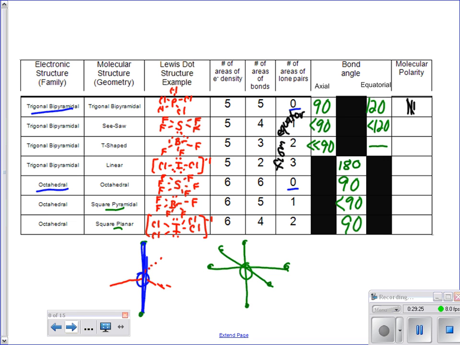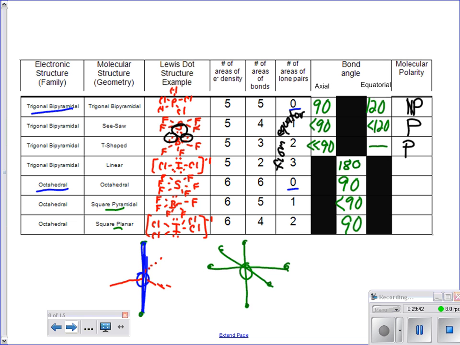Nonpolar. Okay, SF4, because of that seesaw shape, you've got that lone pair right there. That makes it polar. Here we've got our BrF3, T-shaped. You've got two lone pairs. That certainly makes it polar.